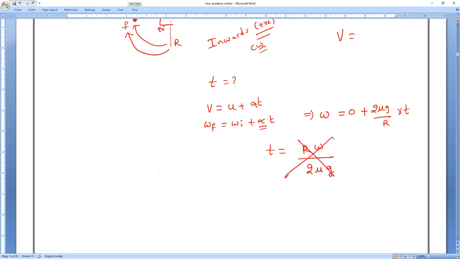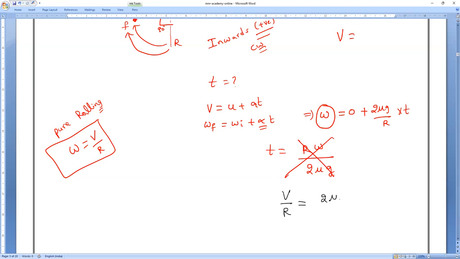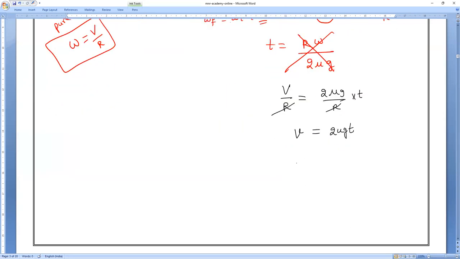Or else, let me take it differently. By this time it attains pure rolling. So pure rolling means angular velocity is equal to what, guys? V by R. Am I right? So I will replace it: V by R is equal to 2 mu g divided by R into t. On both sides, R gets cancelled. So V is equal to 2 mu g t, and I want t. So t is equal to V divided by 2 mu g. This is the time period.